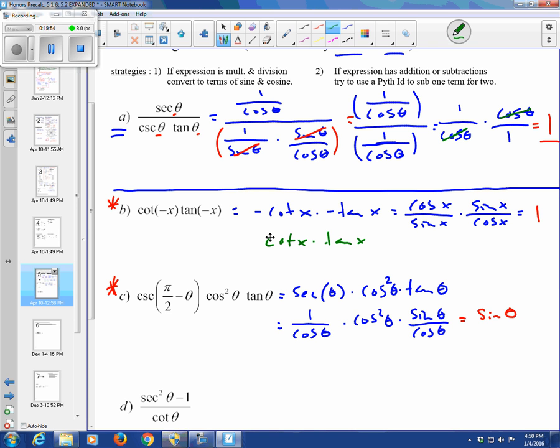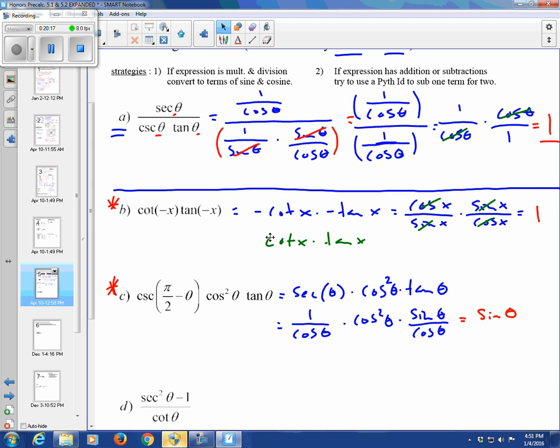Now, at this point, since I'm seeing multiplication between these two trig functions, I know I can change everything to sine and cosine, and then I would see cosine of x over sine of x, sine of x over cosine of x, and again, I'll be able to cancel with the multiplication of my fractions and get down to just 1.